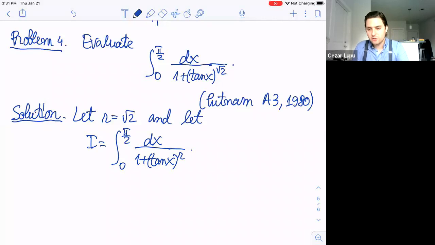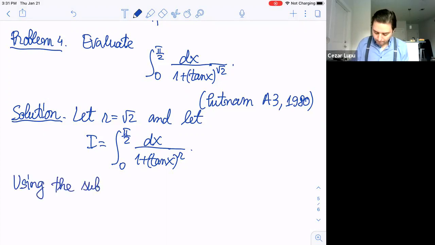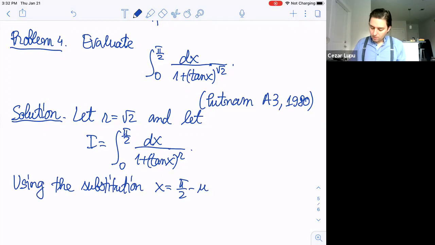Now we would like to do some trick here, so pay attention. Usually when you have integrals of trigonometric functions, try to change the variable from x to pi over 2 minus x. You see, the upper bound of the integral is pi over 2. So using the substitution, let's say x equals pi over 2 minus u, with the new variable.